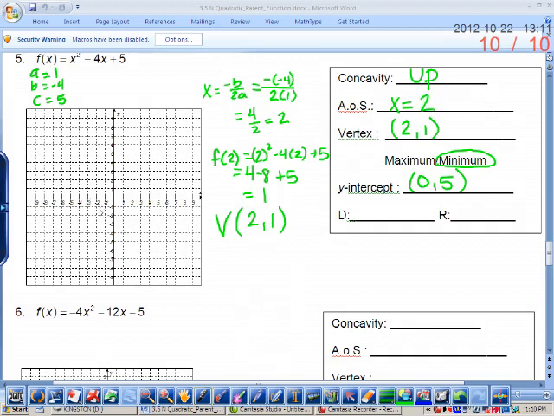All right. So plot my vertex, 2, 1. Y-intercept at 0, 5. Plot your axis of symmetry. Where's your mirror point going to be? 4, 5. Okay, domain. And range? 1 to infinity. Okay, questions?